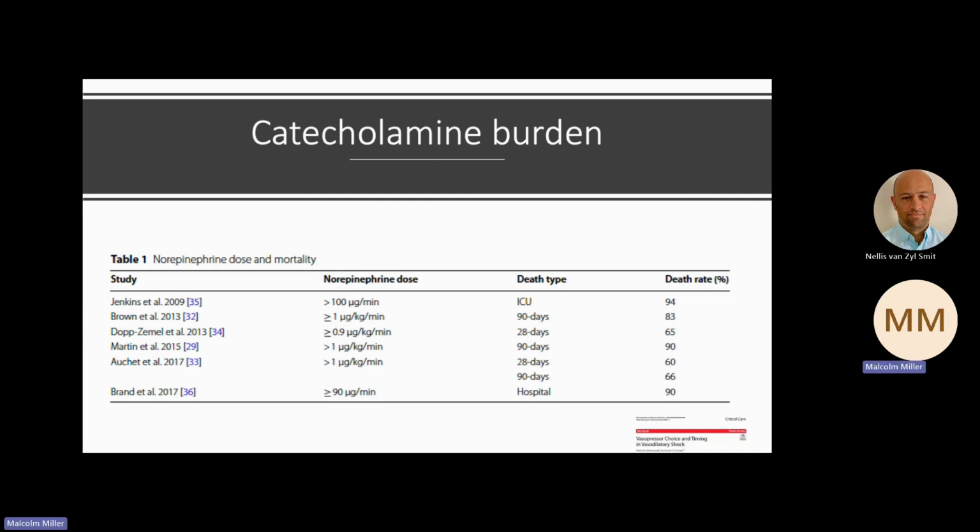So this study paper, or this table, really just shows that, and we've all seen this with increasing doses of noradrenaline or adrenaline, we see worsening outcomes, and particularly when we get to these industrial doses of adrenaline, we see almost 100% mortality.